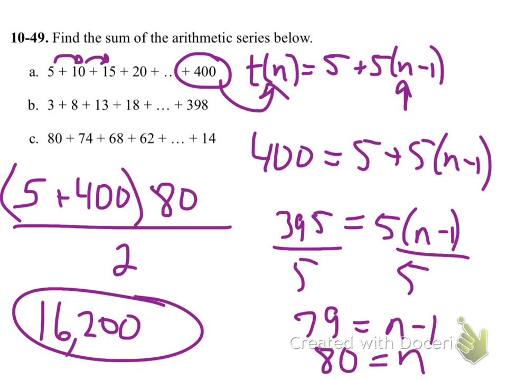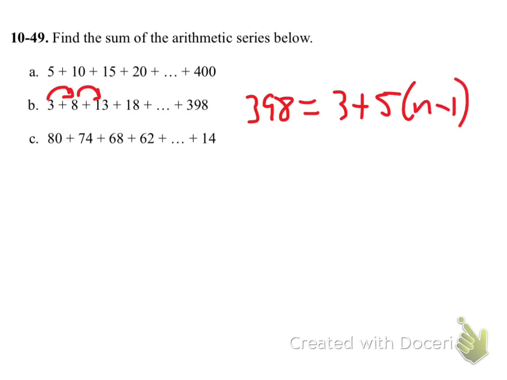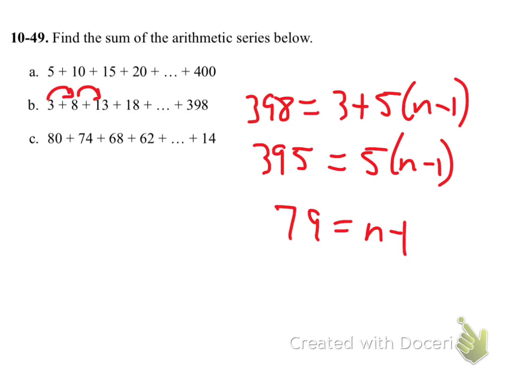Problem B is going to be the same steps. So my T of n equation, I'm going to set equal to 398. My first term is 3. My common difference, again, is 5. So now I'm going to go through and solve. Subtract the 3. Again, divide. And for this one, I'm going to get the same answer I got before. 79 equals n minus 1, and I'm going to get n to be 80 again.